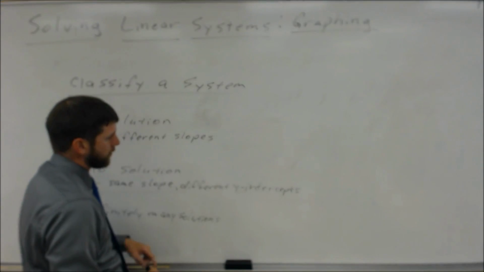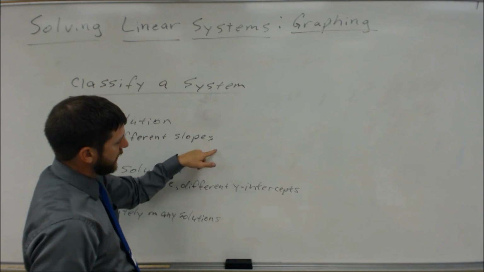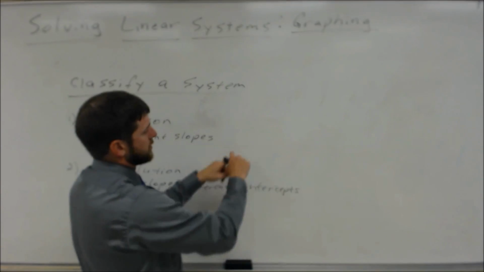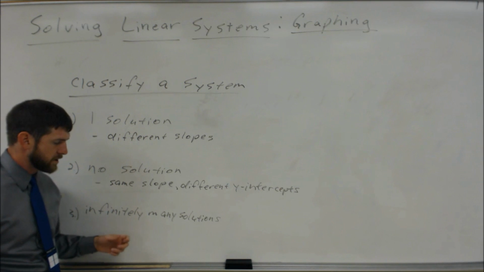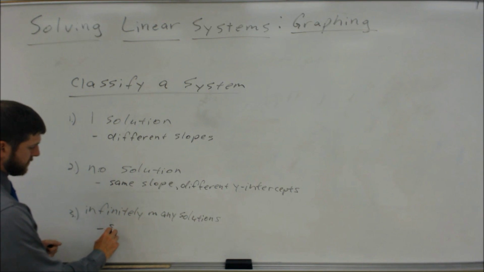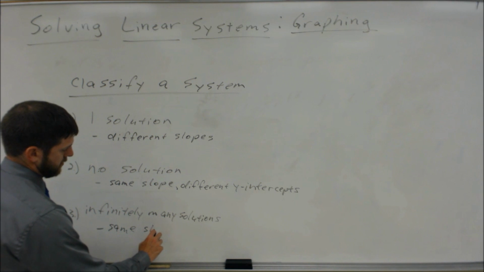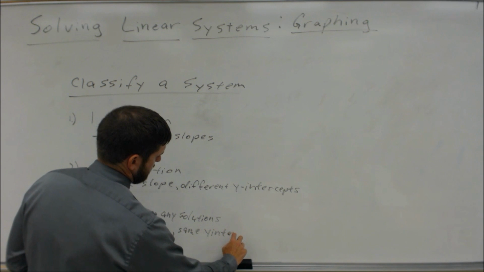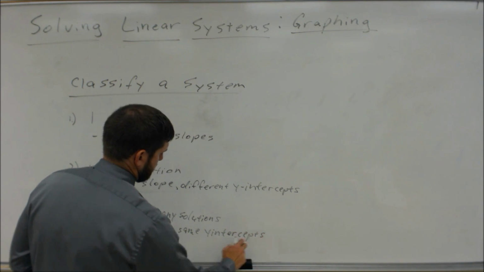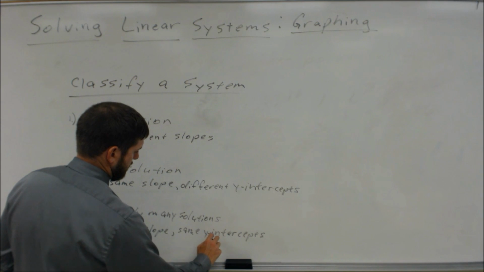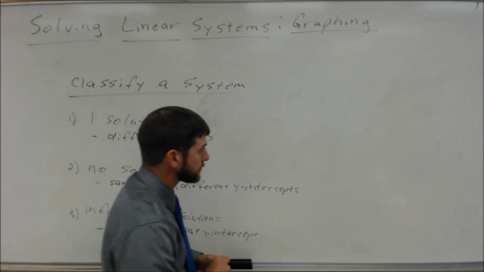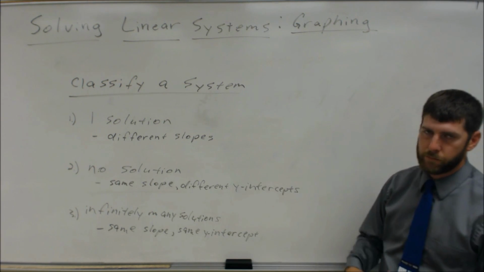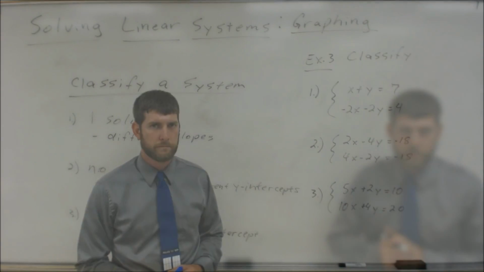So parallel line. Well, what if they have the same slope and the same y-intercept? So they start in the same place and they're going the same direction. That's two of the same line. So that's your infinitely many solutions. Same slope, same y-intercept. So just by identifying these quick things, I can classify a system without actually solving and seeing that it has no solutions.